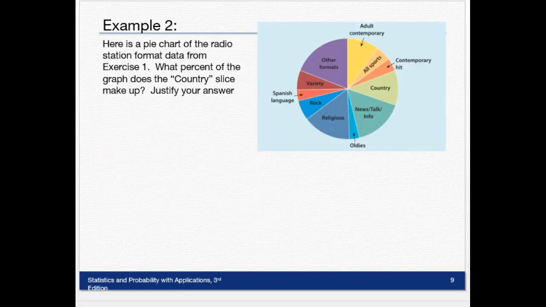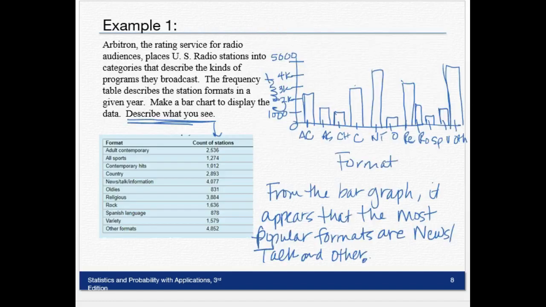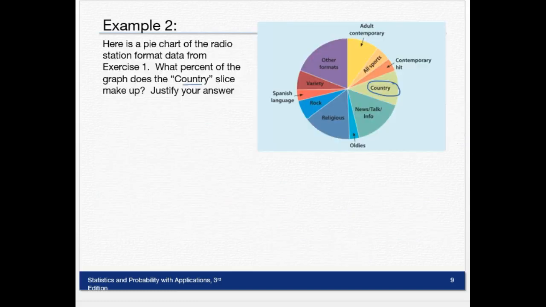All right, example 2. Here's a pie chart of the radio format that we just talked about. What percent of the graph does the country slice make up? Well, here's country. Now to find the percentage, we're going to need to go back to our table and look at what was country. Country was 28.93. So I'm going to find a percentage. It's 28.93. And then if I totaled up that whole table, we had 25,452 stations. Okay, this was the country slice of it.